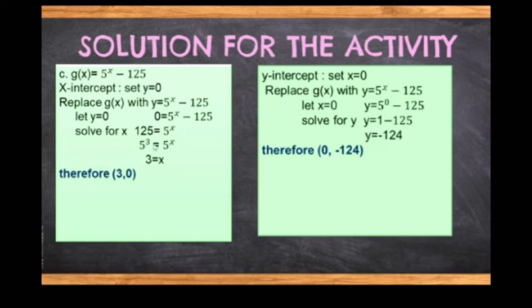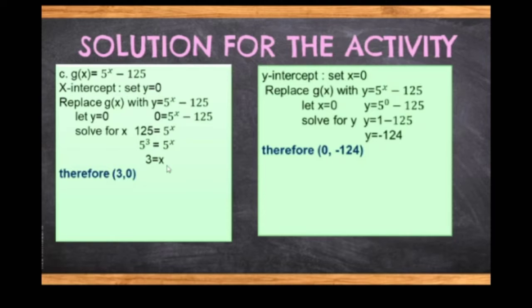So, the cube root of 125 is 5. And for the bases to be equal or the same, we just need to put 5 here. Then, since the base is equal, we just need to cancel it. Then, 3 is equal to x. Therefore, the x-intercept is 3 and 0.